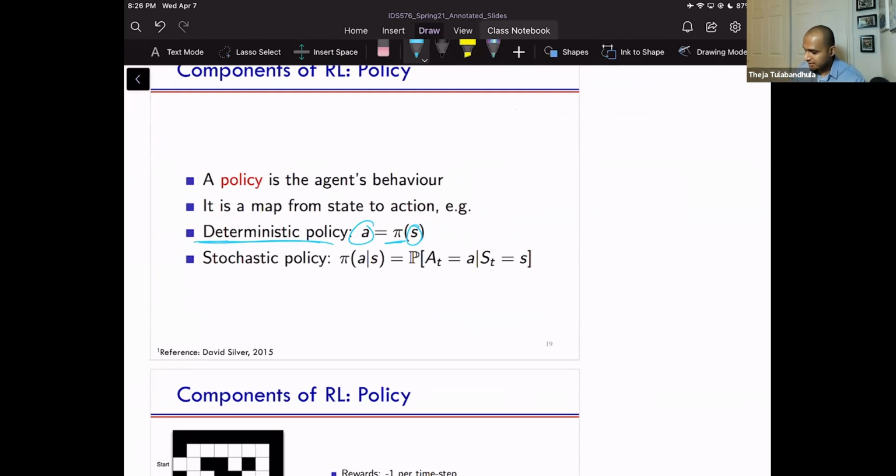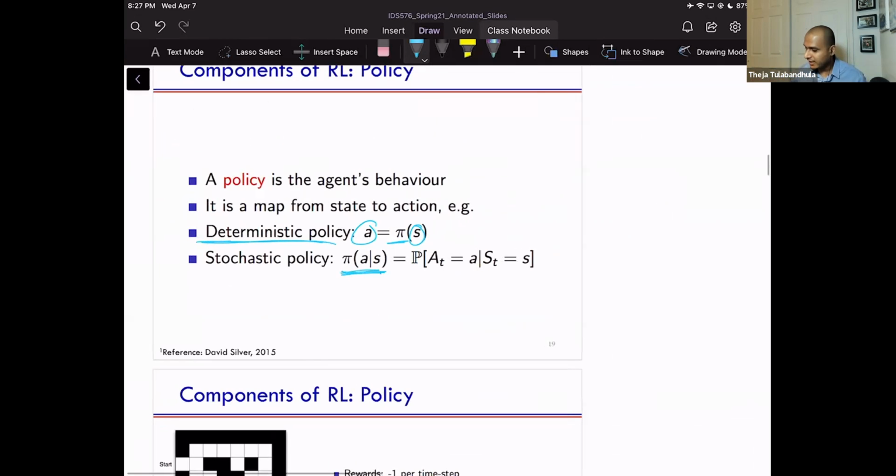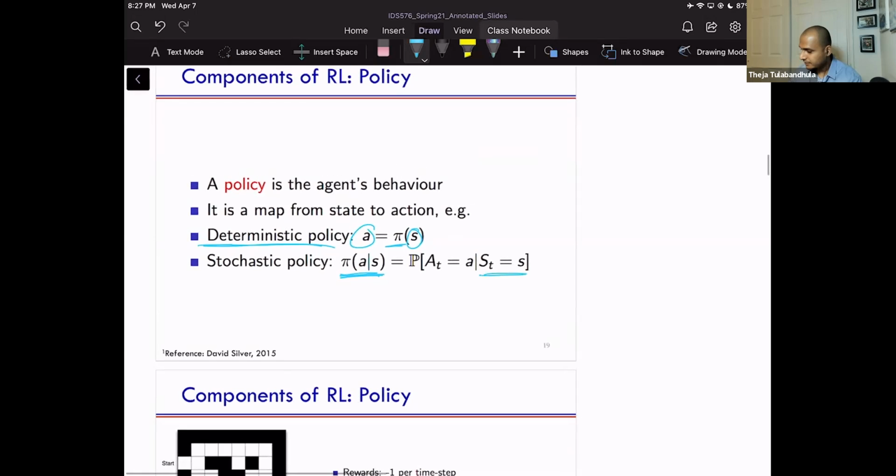But typically you'll see a distribution of actions. Like any classifier, it's not producing a single class, it's producing a distribution of classes, and then you take an argmax. So in general, a policy is a distribution of actions. Given a state, here is a distribution of actions. It's a conditional probability function.